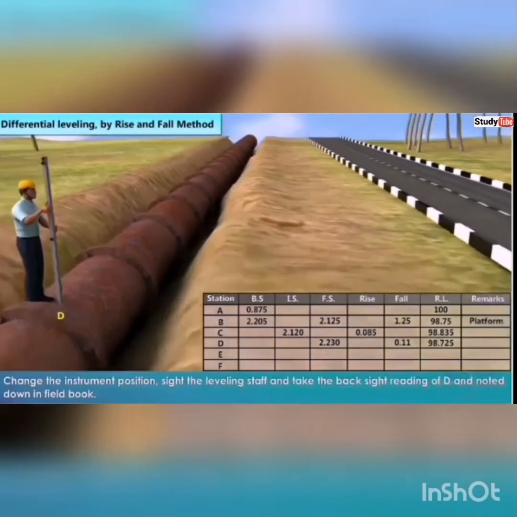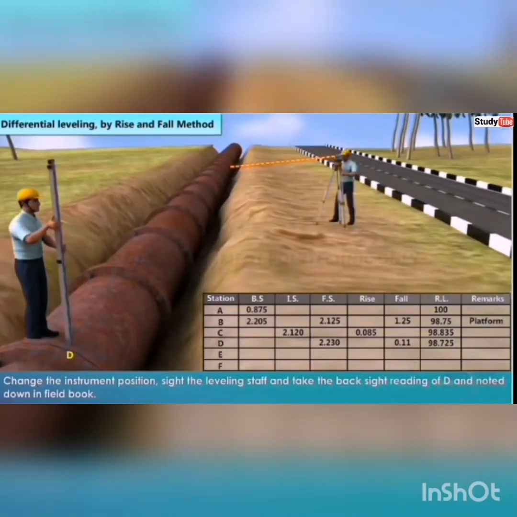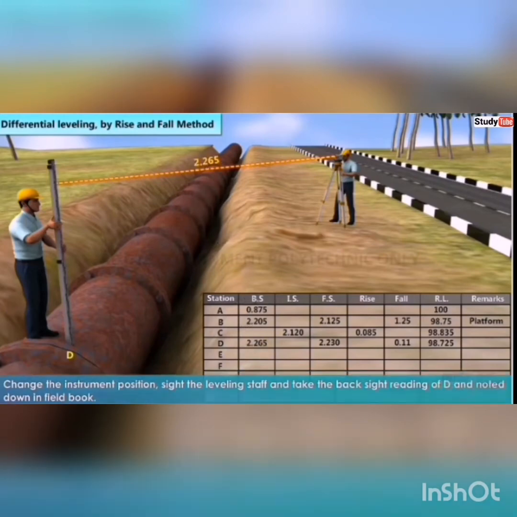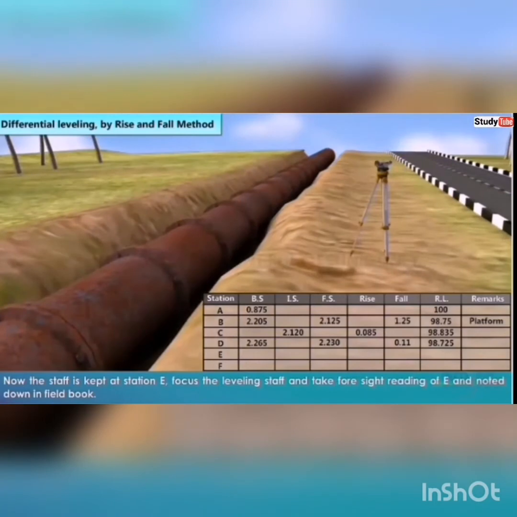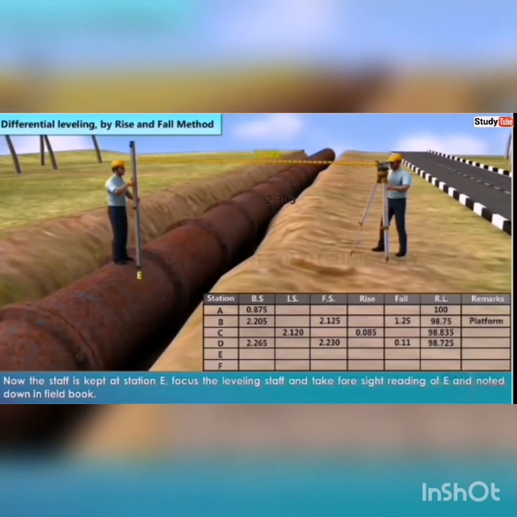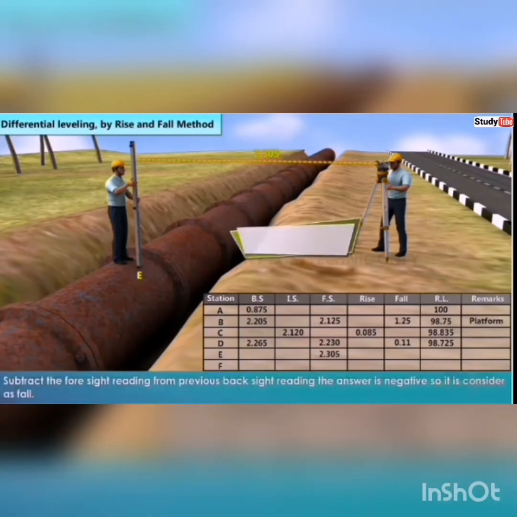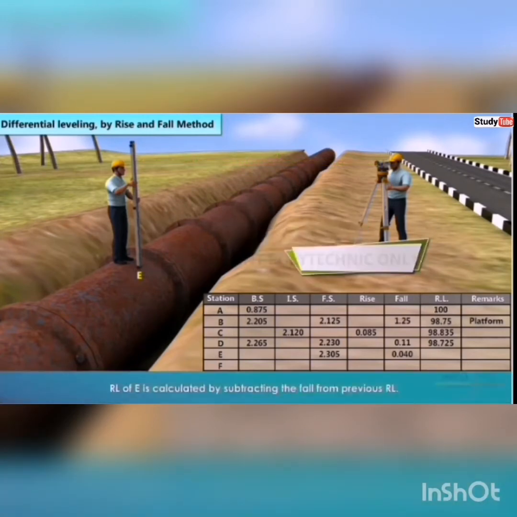Change the instrument position. Sight the leveling staff and take the backside reading of D and note it down in the field book. Now the staff is kept at station E. Focus the leveling staff and take the foresight reading of E and note it down in the field book. Subtract the foresight reading from the previous backside reading. The answer is negative, so it is considered as fall. RL of E is calculated by subtracting the fall from the previous RL.